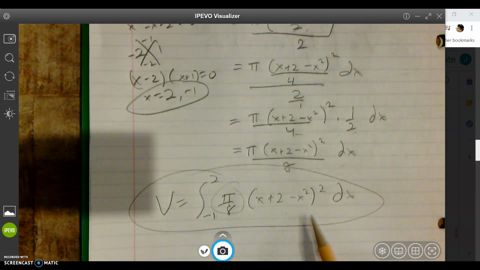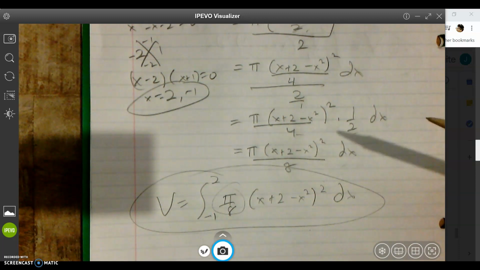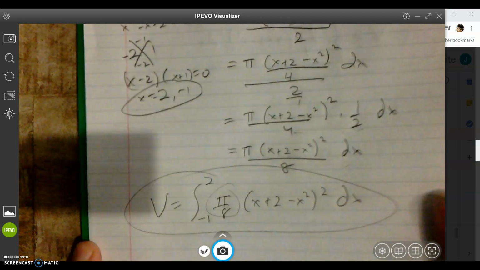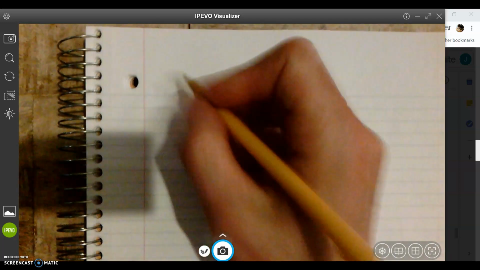So just working on getting the integral set right now. We're going to use an integral calculator soon, but the more important part is understanding how to get this and then what this means. All right, let's do another one. Here you go. Next one down the line.